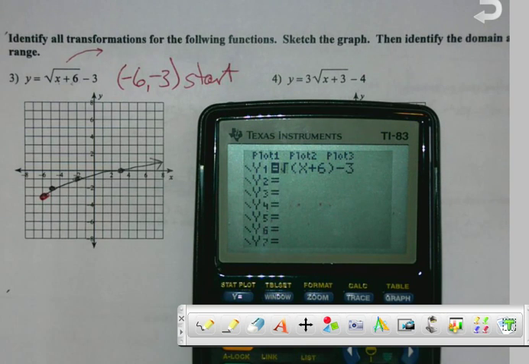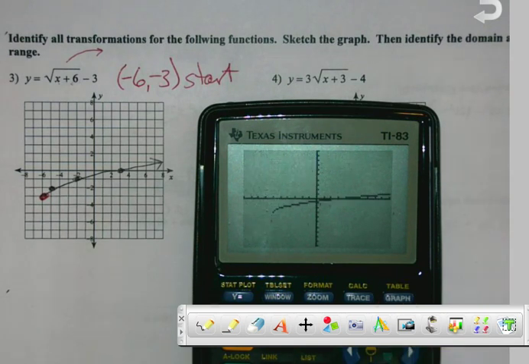All right. Hang on, I'm going to put the graph back up here for a second. Hang tight for just a minute.